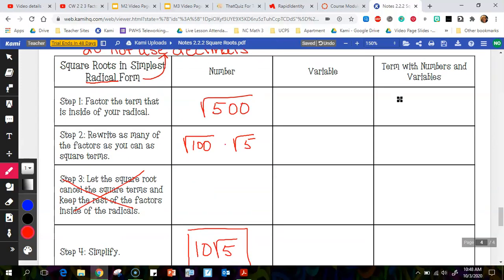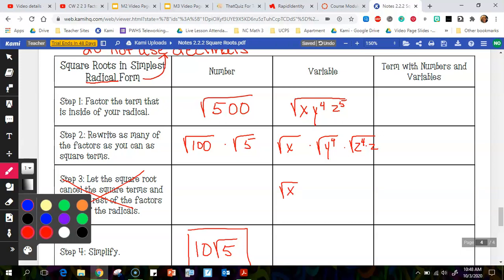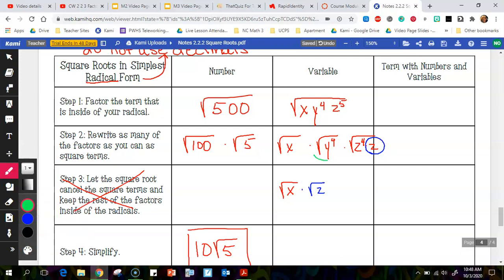So let's look at the square root of, and I'm going to use this example I've got here, x, y to the 4th, z to the 5th. This is the square root of x times the square root of y to the 4th times the square root of, and I'm going to change this to an even number, z to the 4th times z. So what can I take out from under the radical? I can't take the x out from under the radical because I don't have an x squared, so I'm going to leave that square root of x. This individual z I can't take out from under the radical either, so I also have a square root of z.